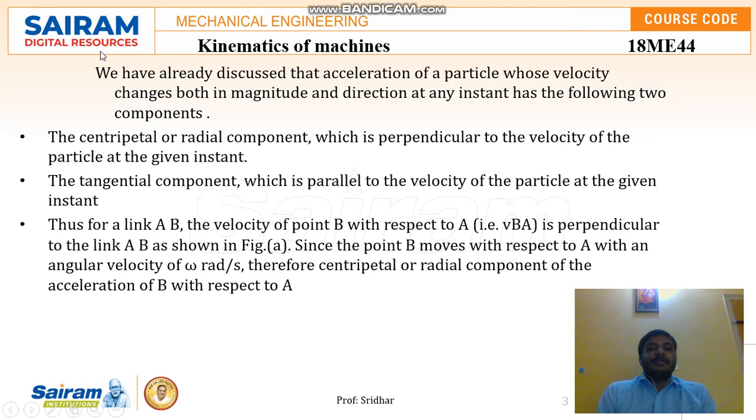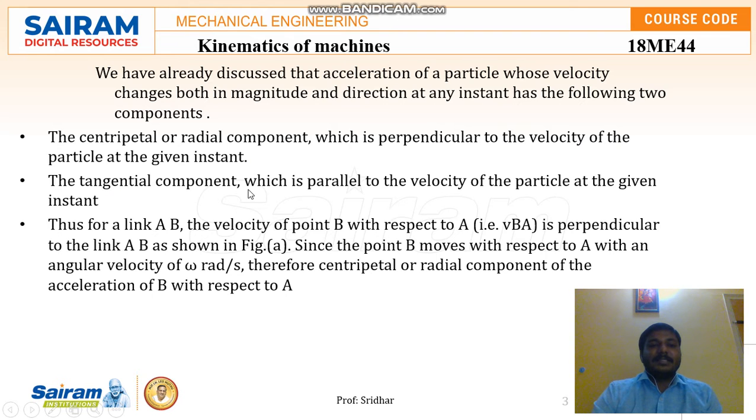We have already discussed the acceleration of a particle whose velocity changes both in magnitude and direction. As we know, the acceleration of the particle normally changes both in magnitude and direction at any instant, and that has two components. One is the centripetal or radial component, which is perpendicular to the velocity of the particle at the given instant.